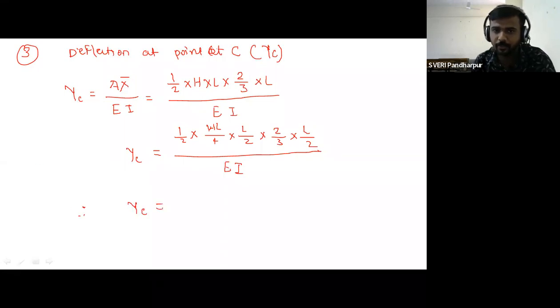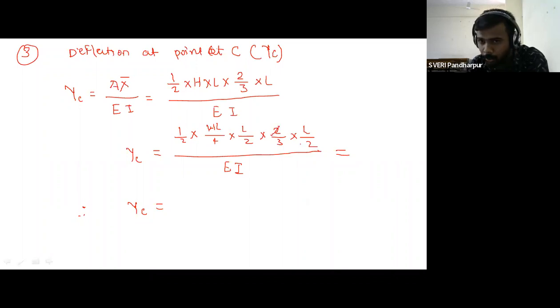So YC is equal to, or here, tell me, WL into L. So now here 2 from the numerator and 2 from the denominator will get cancelled. Okay, so this is WL, this is L, this is L. How many L are there? 3, right. So WL cube.